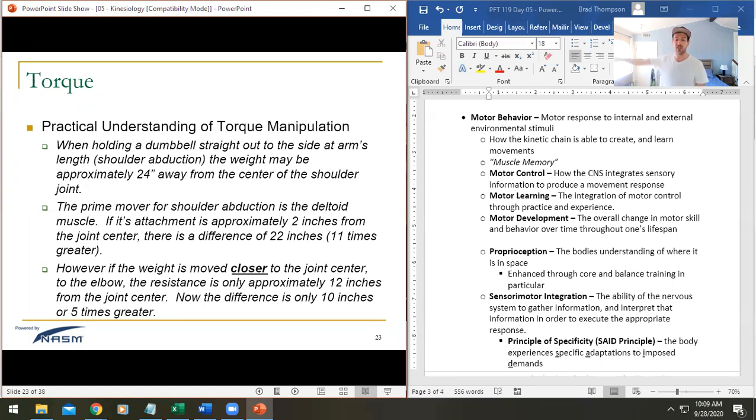But if I move the weight closer to the center by bending my elbow, now the weight is only 12 inches away from the pivot point. So this 2-inch muscle has to pull 12 inches instead of 22 inches, which is only 5 times greater in terms of length. And that's why this is going to feel easier than this, even though you might be holding the same dumbbell.